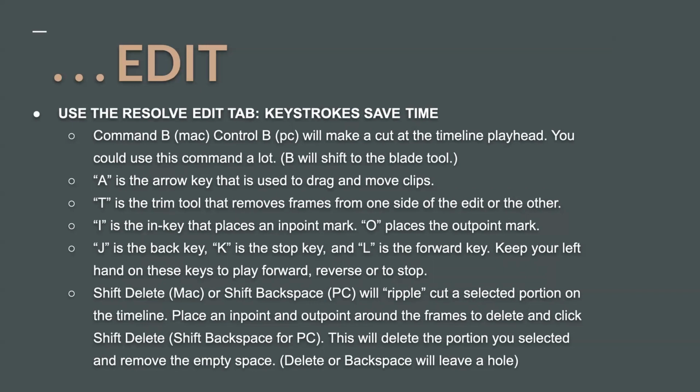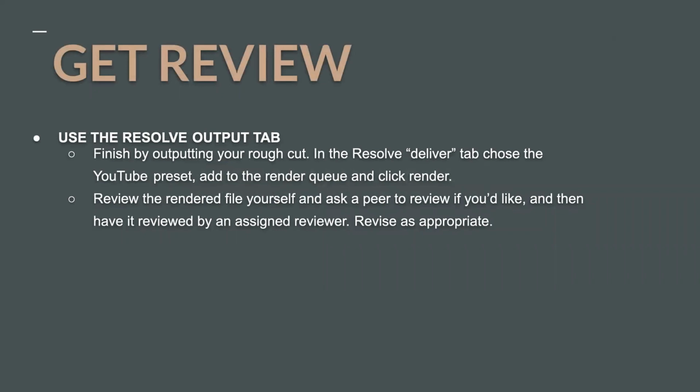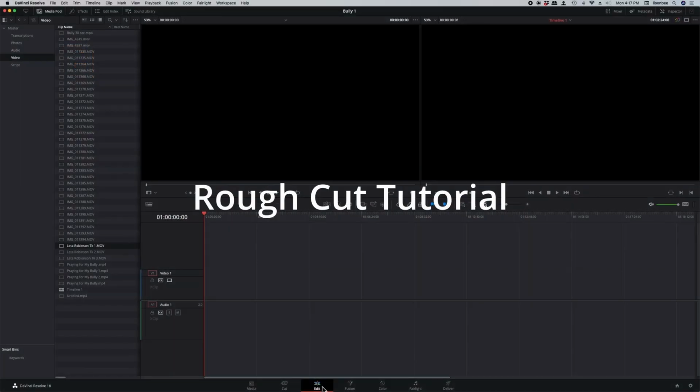Once you have a cut review, output your rough cut. Use the Resolve Deliver tab just like we showed you how to do an audio file. This time, use the YouTube preset. Add the YouTube preset to the render queue and click Render. This will allow you to review the rendered file or to share it with others for a peer review. Ask them to make notes and then review your cut as appropriate. Now you do it. Share your video to the peer review group, get their notes and revise the video.